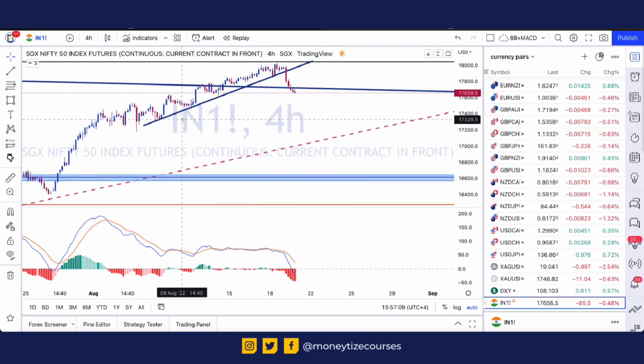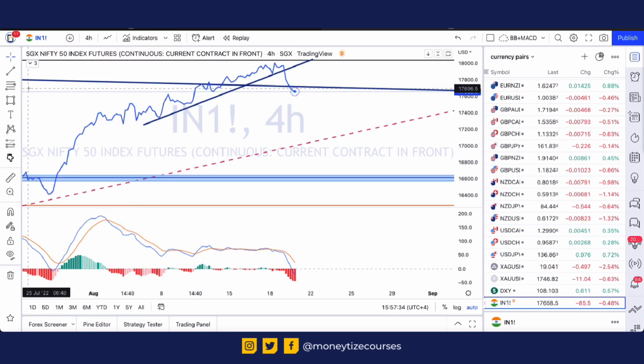Now after the break of this recent most uptrend line, we can expect a pullback to retest the previous critical area and then continuation to the downside. Let's mark the important area based on the 4 hourly line chart. The structure level is here.